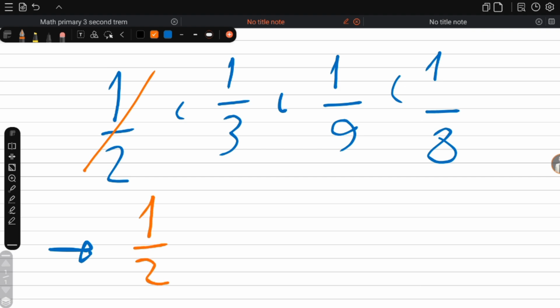And which one is the smaller denominator from the left? 3 or 9 or 8? Yes, 3. So 1 over 3. Okay, mister, and next, which is smaller, 1 over 8 or 1 over 9? Yes, 1 over 8. So I need the greater.